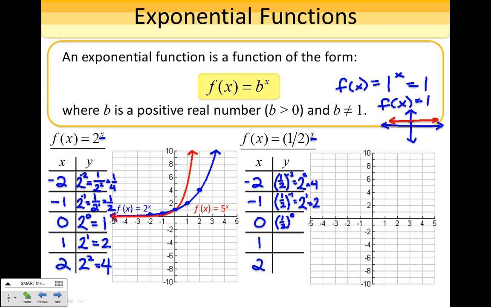1/2 to the 0. Anything raised to the 0th power is 1. 1/2 raised to the 1st power is just 1/2. And 1/2 squared is 1/4. So we have -2, 4, -1, 2, and there's our graph.